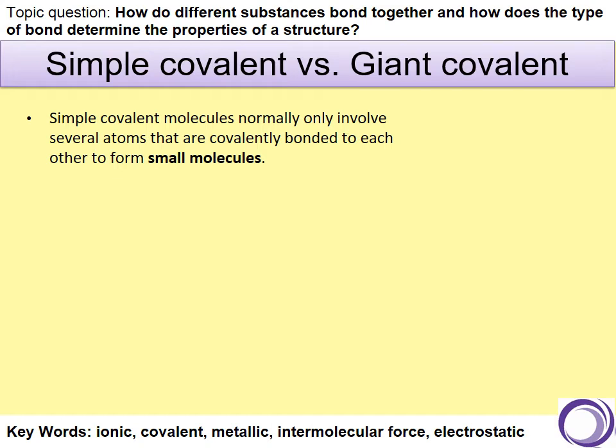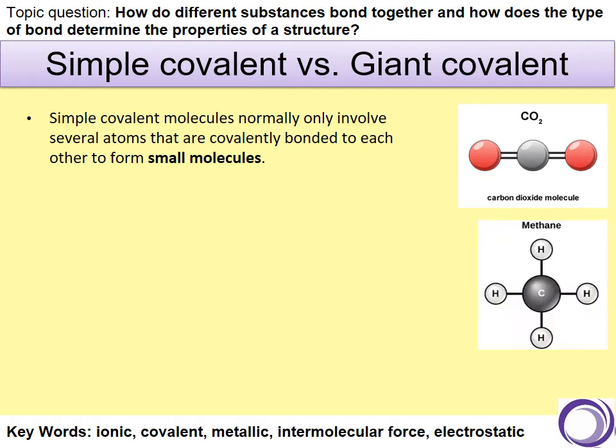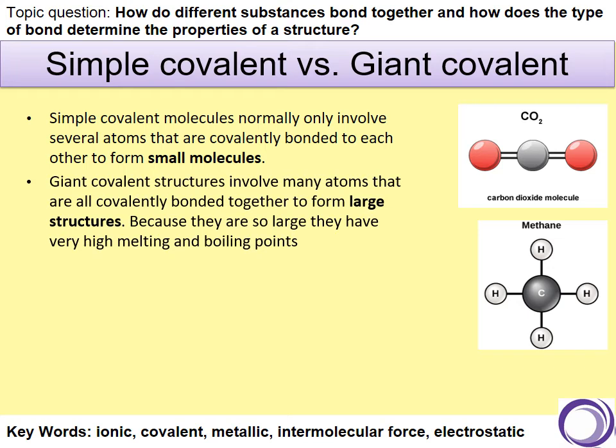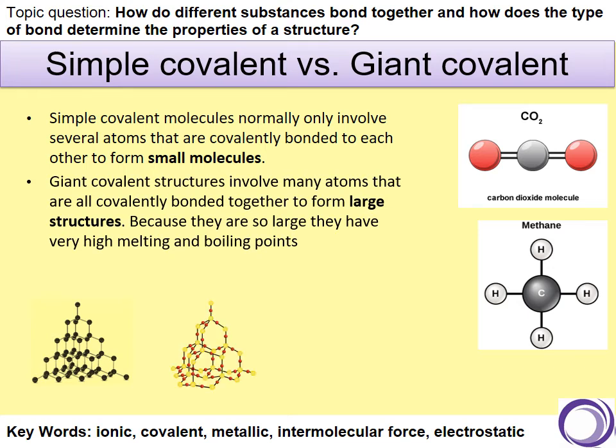Okay, so previously we have looked at simple covalent molecules, and they normally only involve several atoms. These are small molecules, and if you remember, they have low melting and boiling points because they only have weak forces between the molecules. Carbon dioxide is an example of this, as is methane. But in today's lesson, we're going to look at giant covalent structures, and these involve many atoms that are covalently bonded together to form large structures. And because they are so large, they have very high melting and boiling points. Examples of these are diamond, silicon dioxide, commonly known as sand, and graphite.